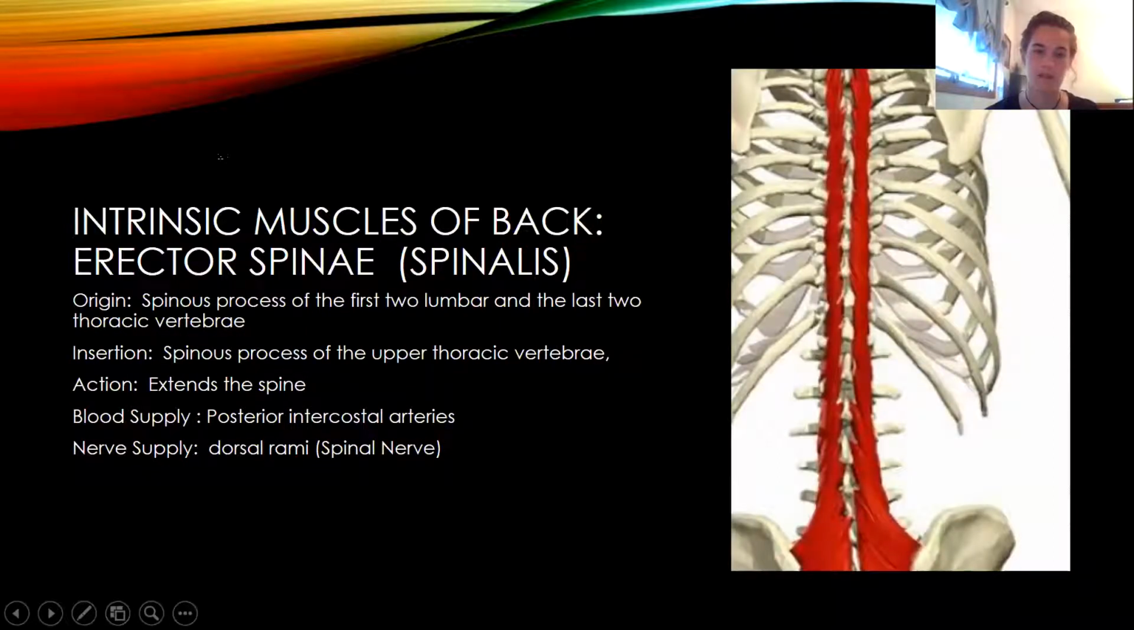Okay, and then next we have the erector spinae, which is the spinalis. The origin is the spinous processes of the first 2 lumbar and the last 2 thoracic vertebrae. The insertion is the spinous process of the upper thoracic vertebrae. The action is that it extends the spine. The blood supply is the posterior intercostal arteries, and the nerve supply is the dorsal rami, which is a spinal nerve as well.